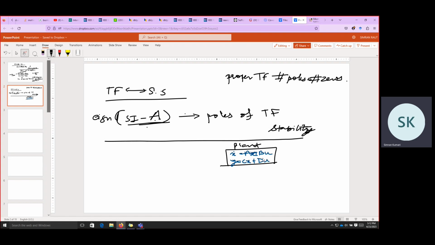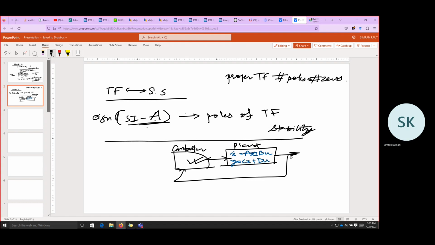Now we want to have some change in the response of the system, and we want some other type of response, which is the desired response. So we are including a controller which provides input to the plant, and this is based on some feedback from the plant. So this controller has to be designed such that the desired performance is achieved.